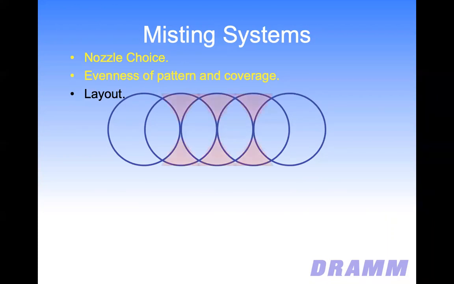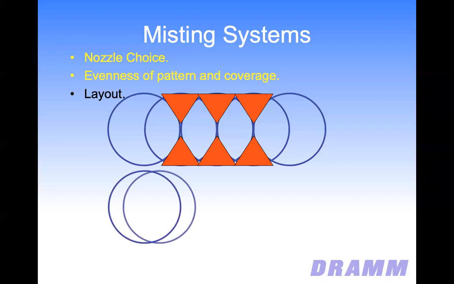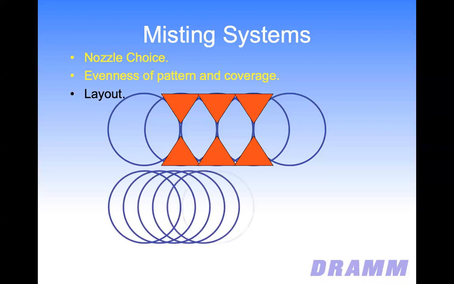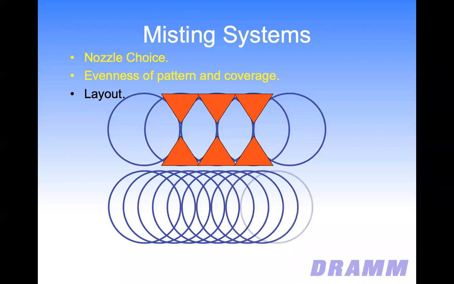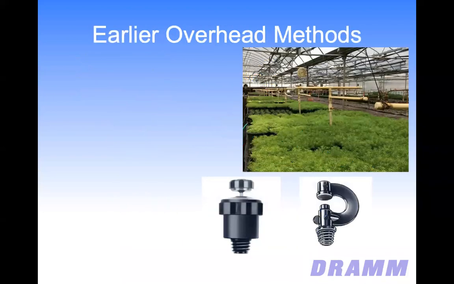We don't want spaces in between our sprinklers where our plants aren't getting wet. We want to design a system that is overlapping so we mitigate, eliminate, or lessen the chance for portions of that bench or zone drying out or not being watered at all.